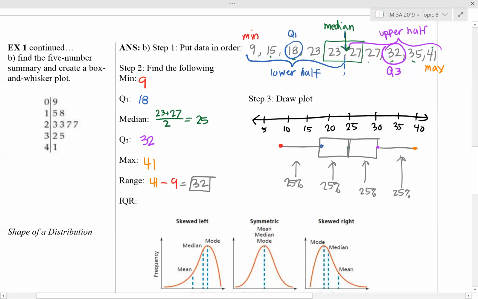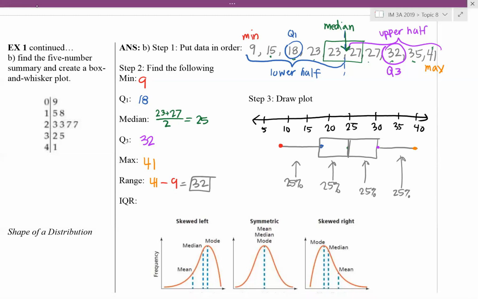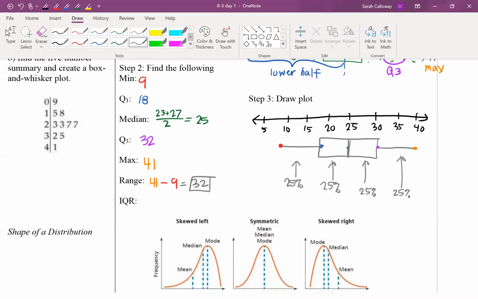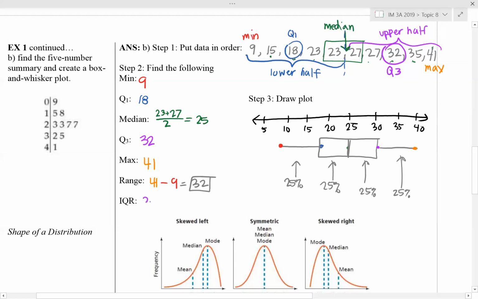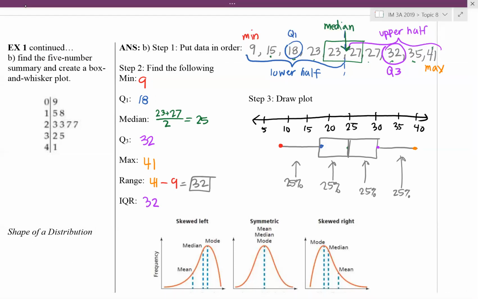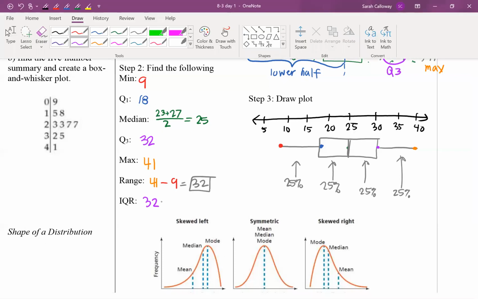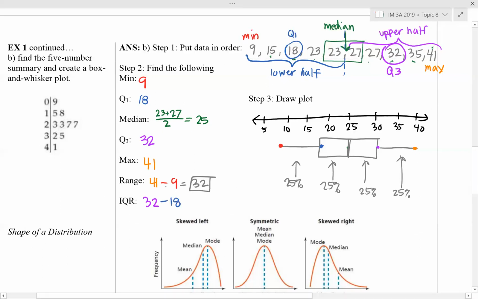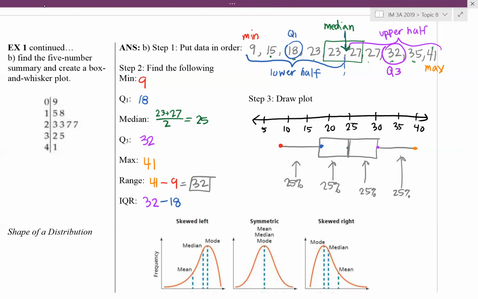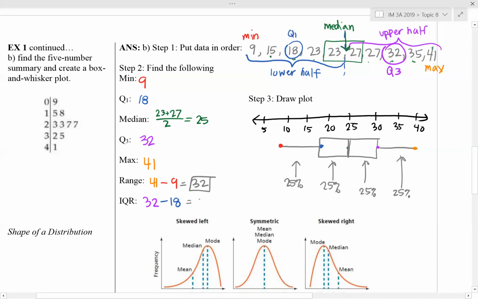The last thing that we needed to find was the inner quartile range. The inner quartile range is, remember, Q3 minus Q1, which means that we have to subtract 32 minus 18. And so 32 minus 18 gives us an inner quartile range of 14. So there's 14 values in that middle 50% of the data.